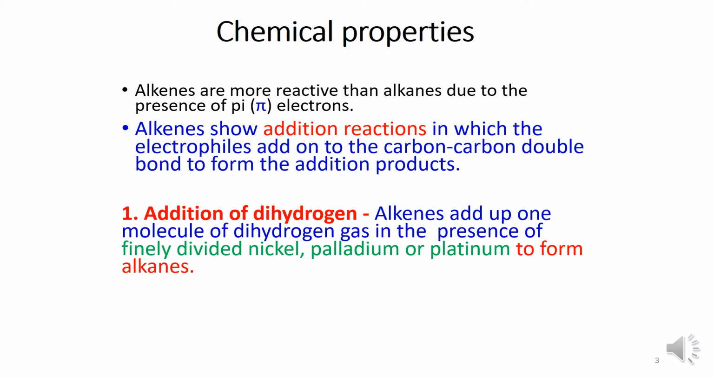When alkene is treated with dihydrogen gas in presence of finely divided nickel at higher temperature, or if you are treating hydrogen with alkene in presence of palladium or platinum at room temperature, alkanes will form. So when ethene is treated with hydrogen in presence of palladium, you will get ethane.